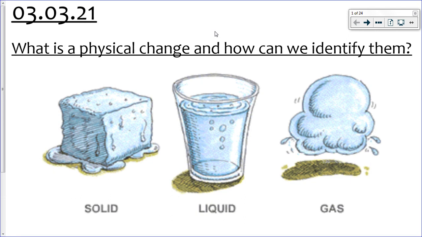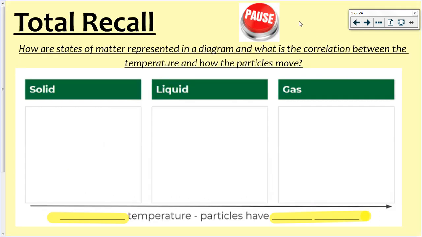So today we are going to be learning about what a physical change is and how we can identify them. So this is going to involve our solids, liquids and gases that we've been learning about most of the year. But obviously last week you looked at changes of states with Mr. Walker, and that's going to come into today's lesson. And we are going to do some total recall about those states to start off with, just to help us refresh our memories, and hopefully that knowledge will then help us understand what we're going to learn today.